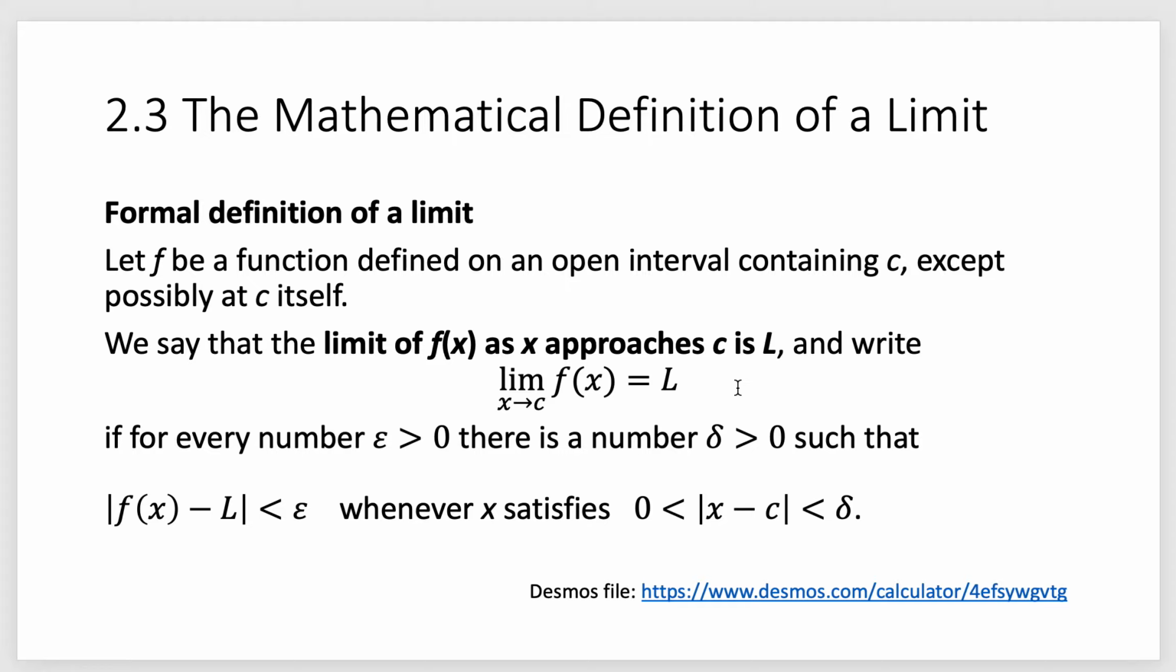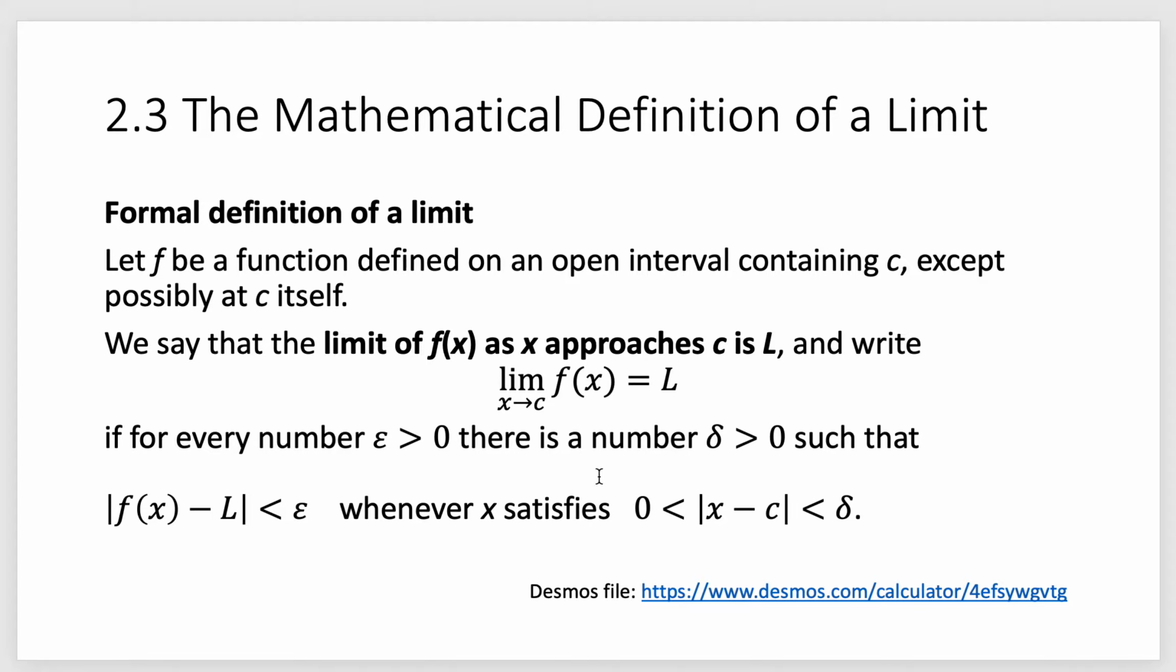We're going to start with a function that's defined on an open interval. It's got some domain that contains this number c, where we're trying to get close to. It doesn't have to be defined at c itself. It could be, it might not be. There might be a hole in the function or a vertical asymptote. But around c, it's defined. We say that the limit of f of x as x approaches c is L, and we write it this way. This is the notation we looked at in section 2.2.